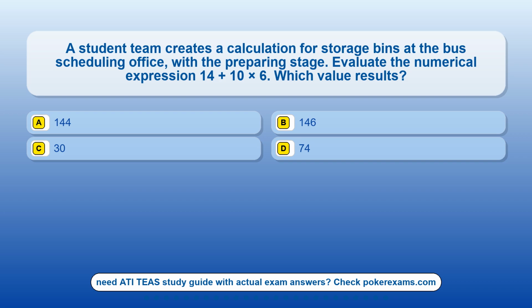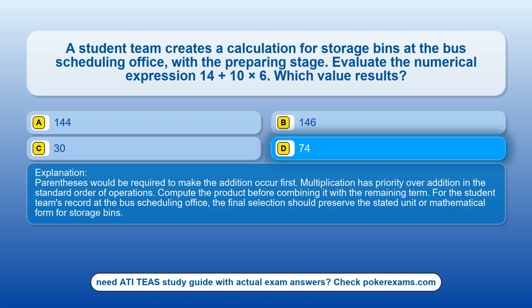Option B 146. Option C 30. Option D 74. The correct answer is option D 74. Parentheses would be required to make the addition occur first. Multiplication has priority over addition in the standard order of operations. Compute the product before combining it with the remaining term.